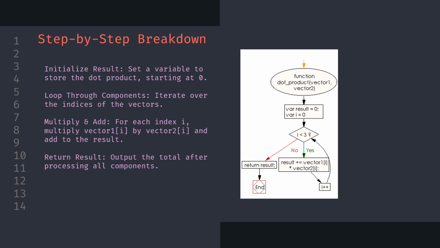Let's break down the process. First, we initialize a result variable to store the dot product. Second, we use a loop to process each component of the vectors. Third, we multiply corresponding components and add them to the product. Once all components are processed, we return the final dot product.